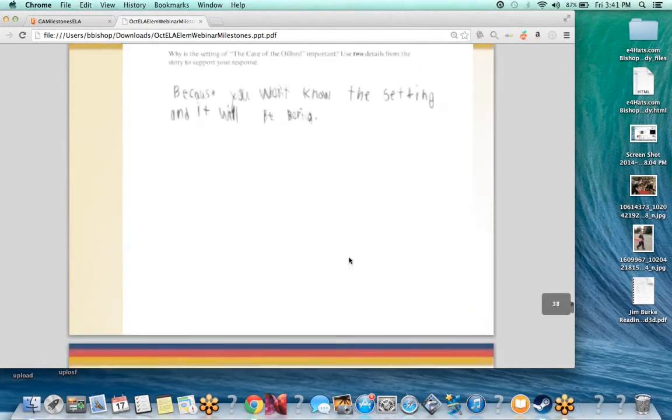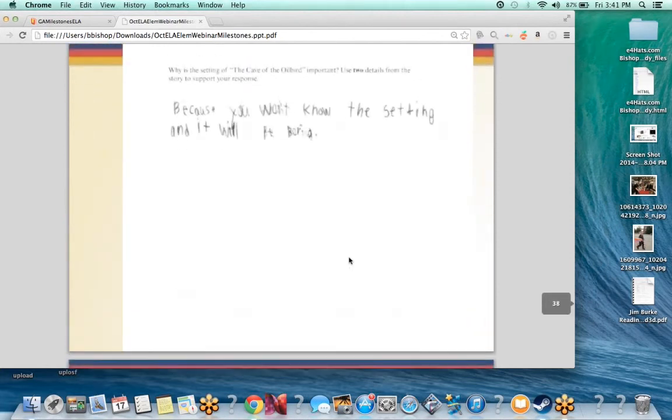And then this is a score that got 0 out of 2. And I think it's important for kids to see that even though the student got a 0, the student still said something that is true. And so I think it's important that the kids know that if you write something true, that doesn't mean you're going to get credit for it. I know that seems like a cruel world, but I think it's important that they know that. I mean, it is true that if you don't know the setting, it will be boring, but that's not answering the question, of course.